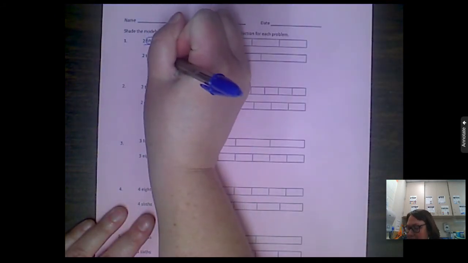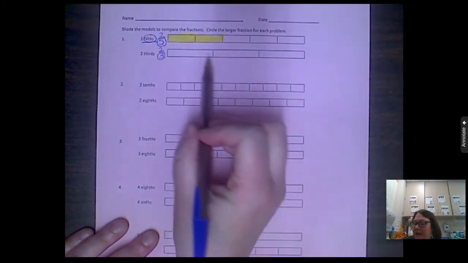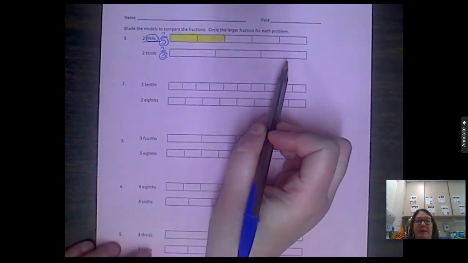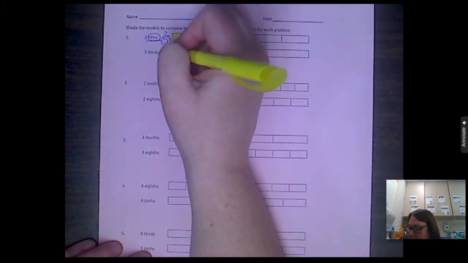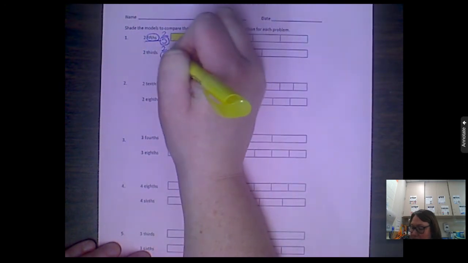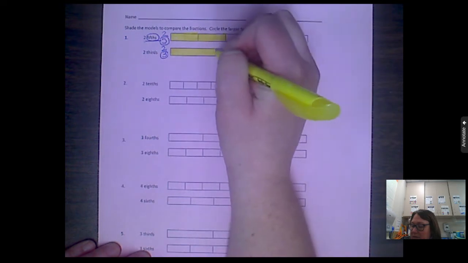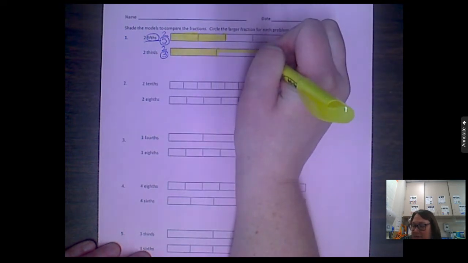And the other one says 2/3. So let's write that as a fraction first. Circle that 3. The denominator tells us that we have 3 equal pieces needed to make a whole, and we're going to shade in 2 of those. So for both of them, we're shading in 2. But are the pieces equal? No, they're not. We know that thirds are bigger, because remember that saying, the smaller the denominator, the bigger the piece, right?